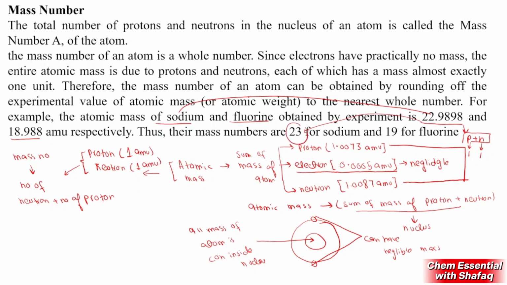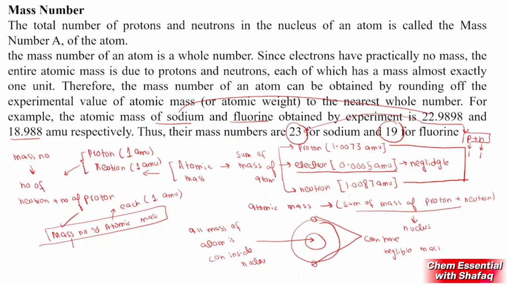सो हम ये कह सकते हैं कि there are 23 protons and neutrons which are present inside the nucleus, and the mass number of fluorine is also 19, which we can round off. So basically we can get the mass number by rounding off the atomic masses, because atomic mass is actually the sum of the masses of the protons and neutrons, as we can consider the mass of the electron negligible, and each proton and each neutron carries one atomic mass unit. तो हर एक ने one one contribute किया, तो from there we can very easily calculate its mass number.